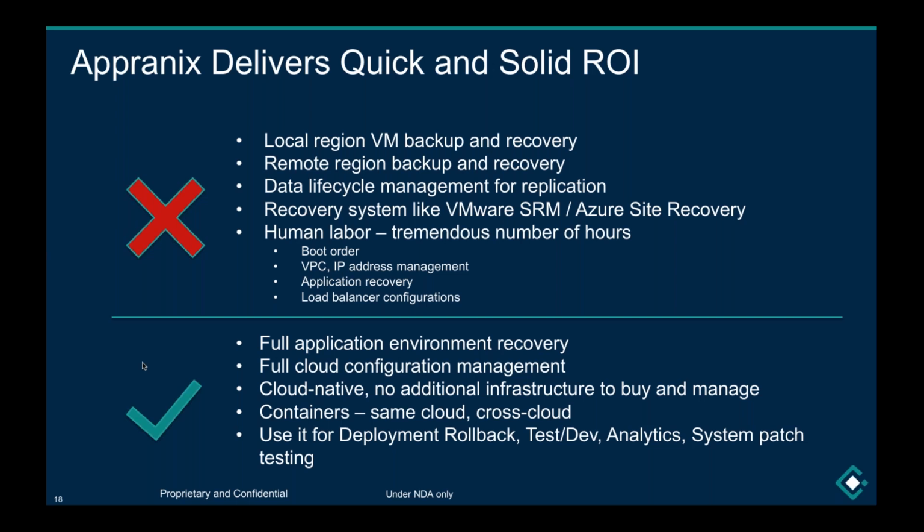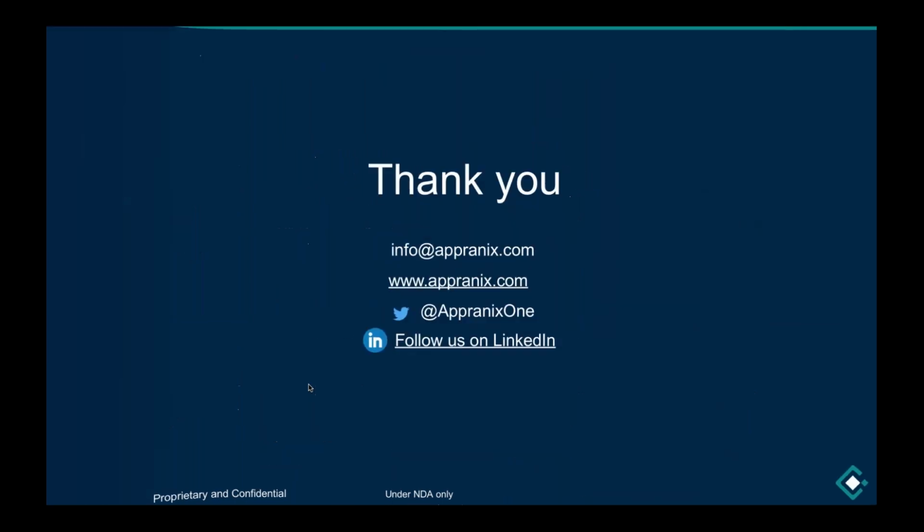You will have to think about configuring the boot order, even if you bought something like VMware SRM. How do you know the boot order when your application components are changing all the time? You'll have to manage all the IP addresses, VPCs, and application recovery. So things that I mentioned, on top of all the cloud versioning, cloud infrastructure, code versioning, management of the state, and so on, all of that has to be managed. So with Appranix, you get all of that with a full application environment recovery, full cloud configuration management, all of that completely built in. So let's check out how that actually works.